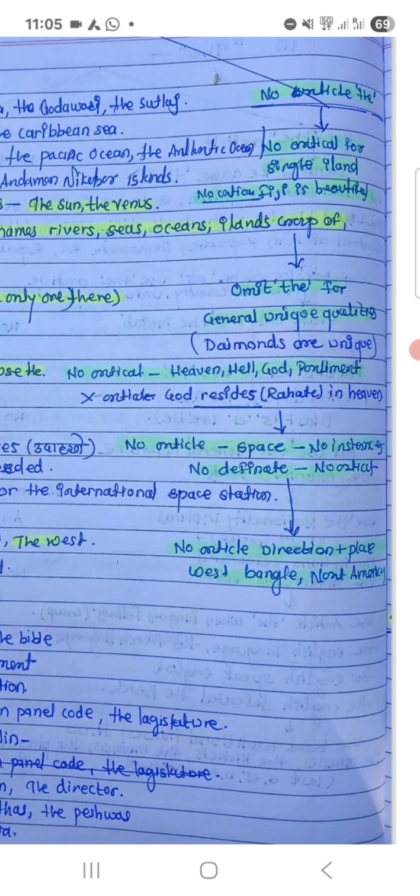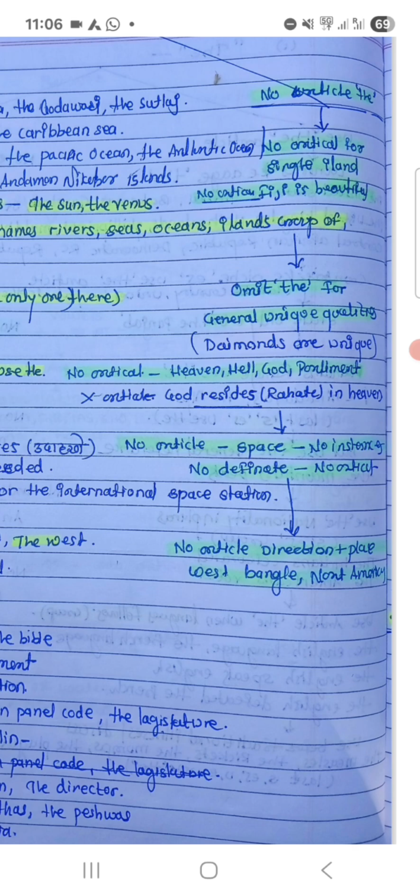No article is used for heaven, hell, God, parliament. Before parliament, definitely no article. That word may come in the exam, 100%. So don't use the word the, because for parliament, heaven, hell, God, no article is used. God resides in heaven, and resides means stays. God stays in heaven, so don't use an article before God. No article is used for space. There is no definite instance; in space we do not definitely think about the space. So that time no article is used.